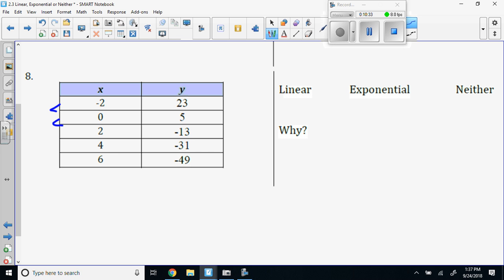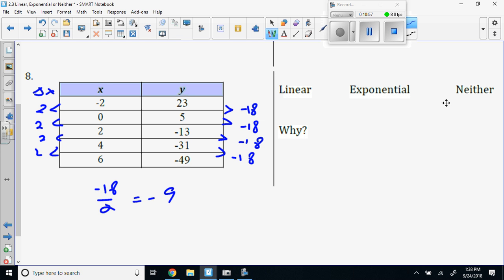I always look at these. These changing x's are moving by 2, aren't they? Okay, now let's look down here. 23 to 5, that's minus 18. Minus 18, minus 18, minus 8. So it has a constant rate of what? Good job. It's linear. That's why. Definitively, you can say why.